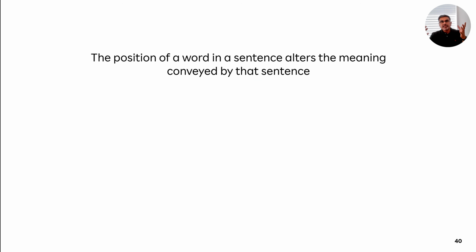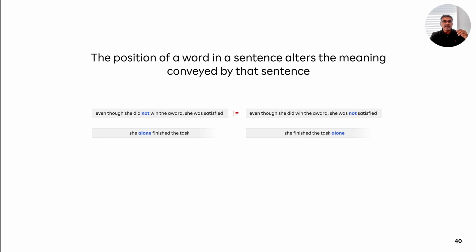Before we get into the nitty-gritties of rotary position encoding, let's try to understand why the position of a word in a sentence matters. Now, if I give you two sentences: "Even though she did not win the award, she was satisfied." And the second sentence is, "Even though she did win the award, she was not satisfied." Just by changing the position of the word "not," the entire meaning of the sentence is changed. They actually mean two completely different things, right? All the words remain the same, just the position of "not" changed.